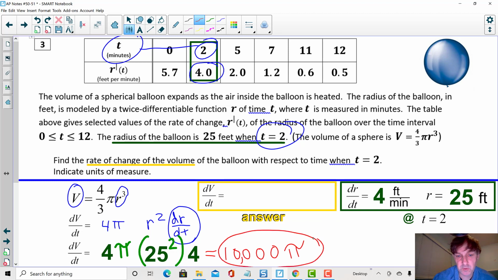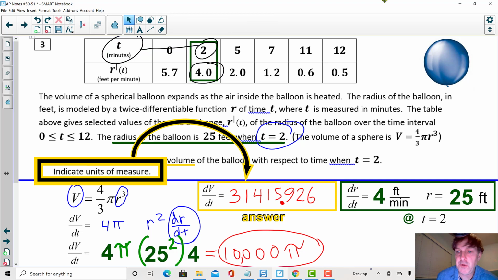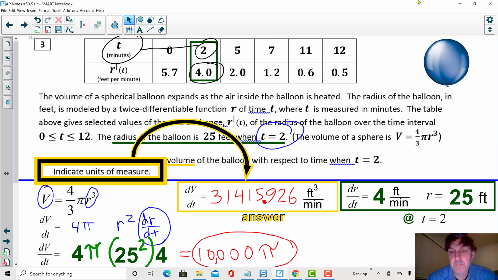If you want to write it as a decimal, you would get this. And remember, we want to truncate it, so we're going to cut it off right here. So the decimal at the end will be 926, or you could also put 927 if you want to round it up. Don't forget the units. On this question, if you don't put the units, you will lose points because it does say to indicate units of measure. So because it's volume, the units are going to be cubic feet per minute. If it was an area like dA dt, it would be square feet per minute. And if it was something with just a length like dr dt, then that would just be feet per minute. So that's our final answer.